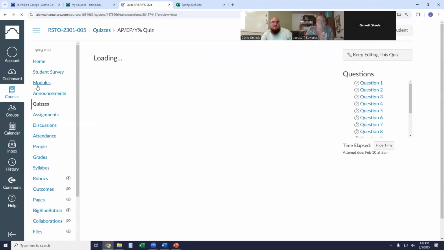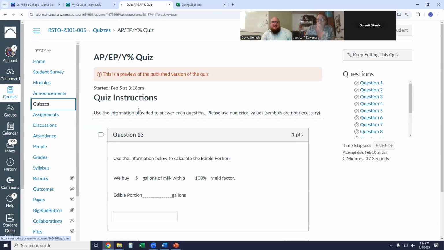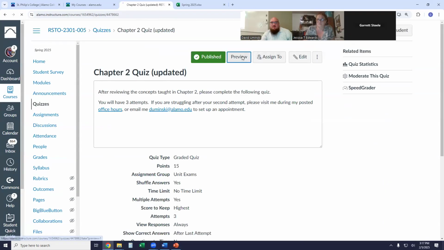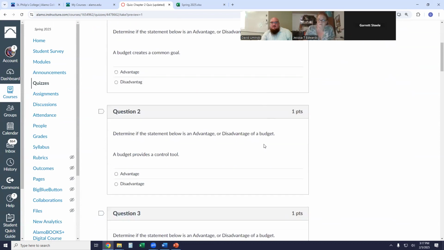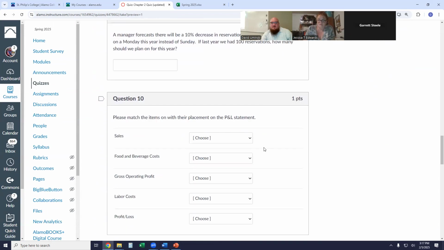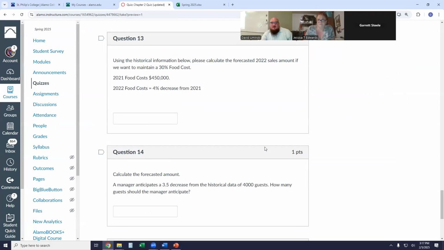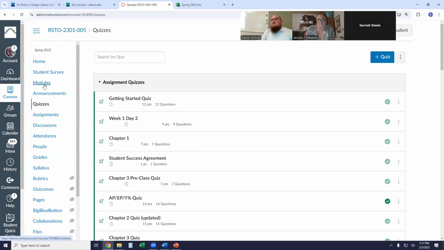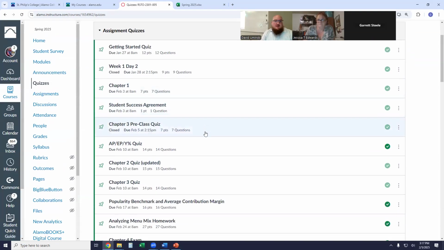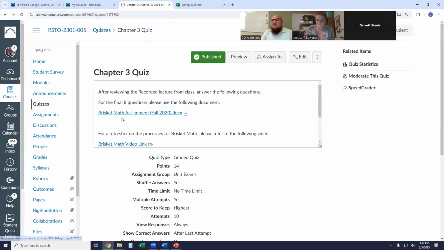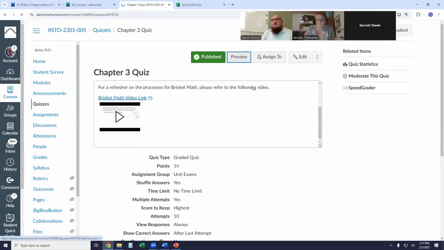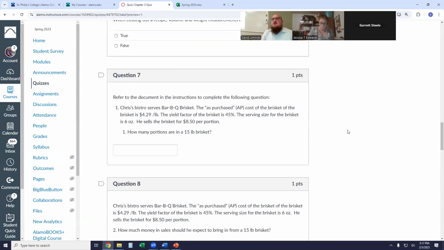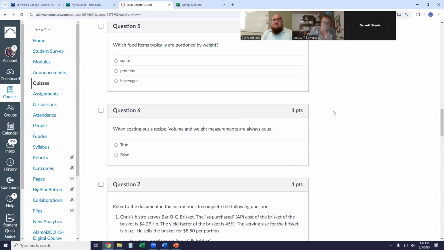It's your AP edible portion quiz. I think your chapter 2 quiz is a brisket math problem. Nope, that's chapter 2. Just kidding. Never mind. Sorry. I don't want to take up any more of your time. Chapter 3 quiz is actually your brisket math. So we're going to go over chapter 4 next week. We're going to take a couple weeks to get through chapter 4. But chapter 3 quiz is your brisket math.